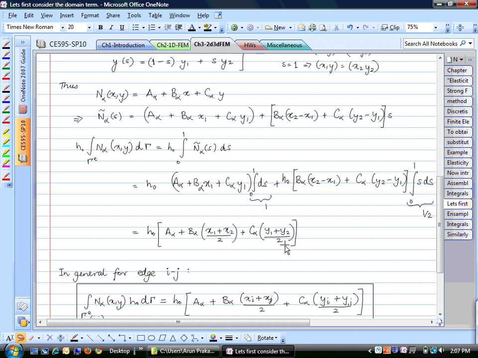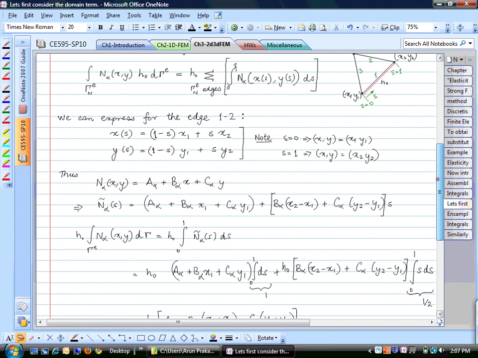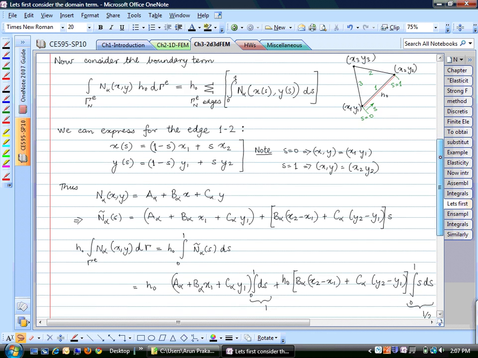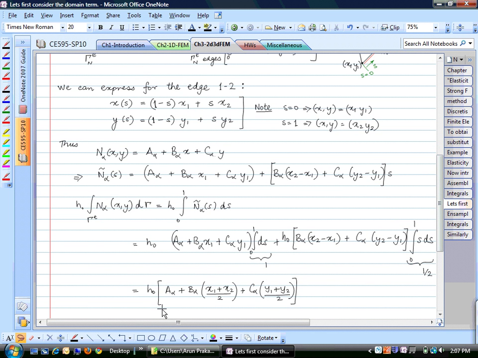What does this term mean physically? What we were trying to do here was integrate this h naught, a constant function, along the edge of this triangle. So we already said that n3 is going to be 0, but how about n1 and n2? This n1 is 1 here, 0 at the other two nodes. N2 is 1 here and 0 at the other two nodes. So what should we be getting out of this?